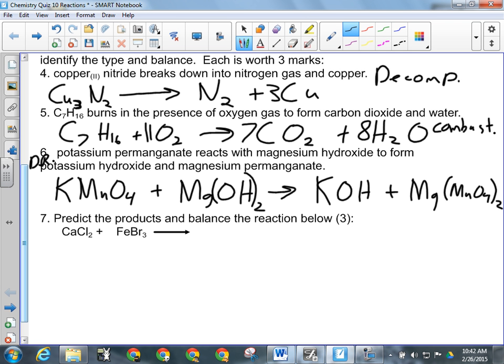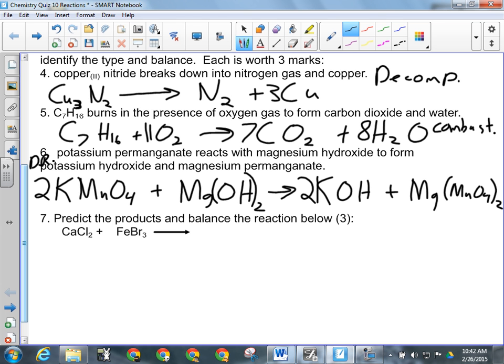Now, we got to balance. Okay, I've got 1 potassium over here, 1 potassium over there, so far so good. 1 permanganate, 2 permanganate. All right, so I got to go back over here and make a 2, so I've got 2 permanganates on both sides. That gives me 2 potassium. So I've got to go over here and put a 2 there in front of potassium. That gives me 2 hydroxides, and there are 2 over here, so that's good. Okay, and there's 1 magnesium on both sides, so it's 2, 1, 2, 1.